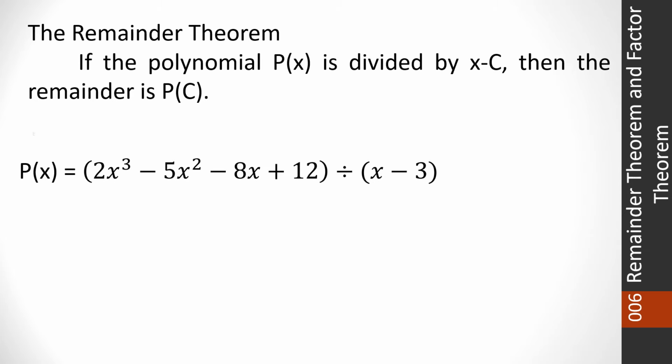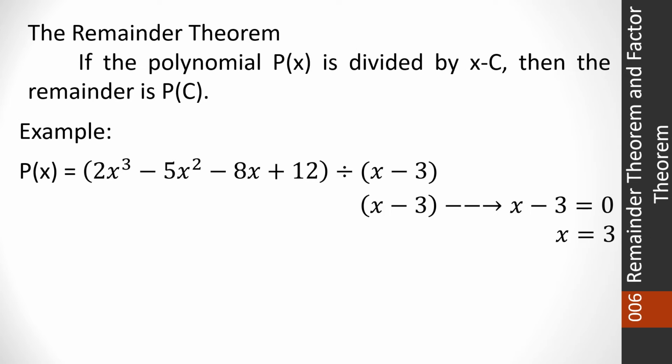for example, we have here this polynomial. We have 2x cubed minus 5x squared minus 8x plus 12 divided by x minus 3. So, itong x minus 3 natin na to, that is x minus c dito sa theorem statement. Okay, then itong 2x cubed minus 5x squared minus 8x plus 12, that is our p of x, or that is the given polynomial. So, what we need to do is to equate x minus 3 to 0.